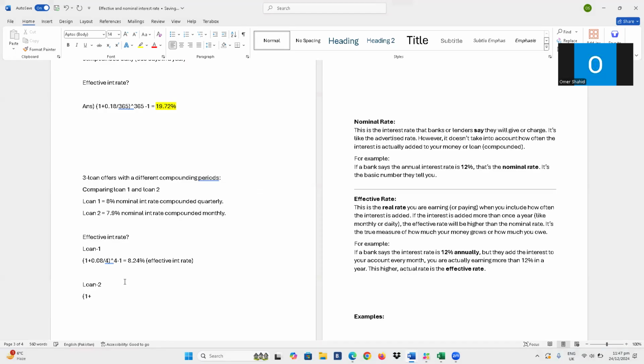So 1 plus 7.9% is how much? 0.079. We need to divide it by 12 because there are 12 months in a year. It is compounded monthly, so we are dividing it by 12. Our n will be 12. Bracket close, and to the power 12, minus 1, we will get the answer. If you calculate this rightly, you will get the answer 8.18%.